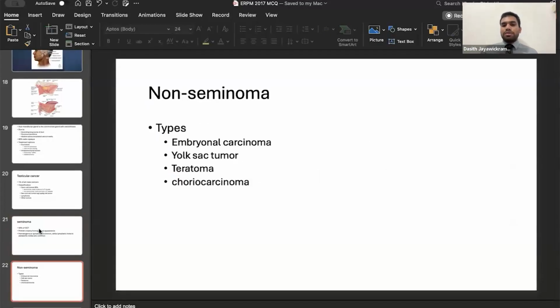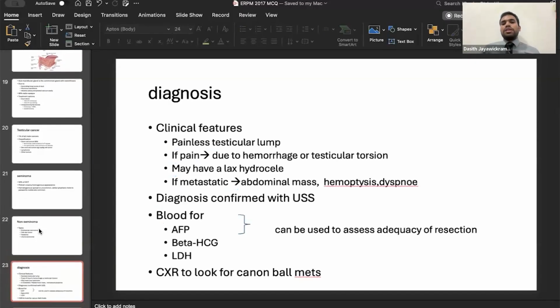And the non-seminoma types are embryonal carcinoma, yolk sac tumors, teratomas, and choriocarcinomas. You can broadly categorize germ cell tumors into seminomas and non-seminomas. And then come the other tumors such as sex cord cell tumors, lymphomas and others.